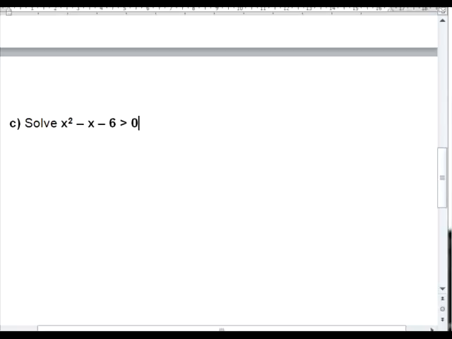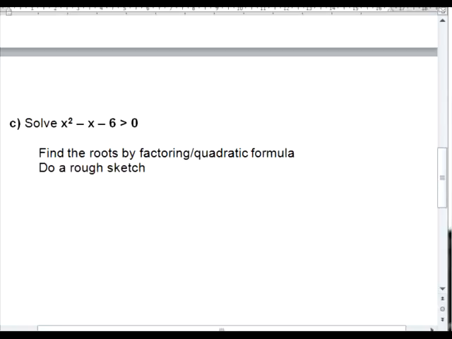Okay, so the way we're going to do this, and we did this a little bit last week, hopefully you understood when we did it. What we're going to do is find the roots by factoring or quadratic formula, do a rough sketch, and find when the y values are greater than 0. Okay? And by the way, if I'm going too quickly, remember, just raise your hand and hopefully the supply teacher will hit pause for you and pause the video.